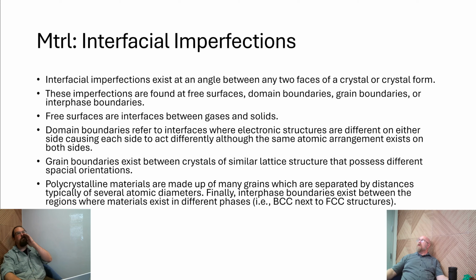So then we have interfacial. If you think about it, we've gone through the evolution of geometry here. We've gone from a point to a line, which is like two points, or many points. And then interfacial is like a plane, right? So they exist at an angle between two faces of a crystal or a crystalline form. So they form the outer edges of whatever solid it is.